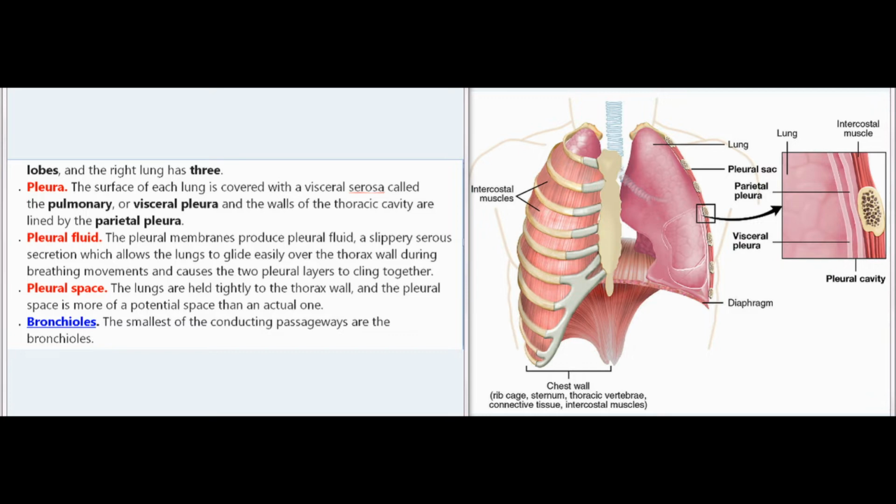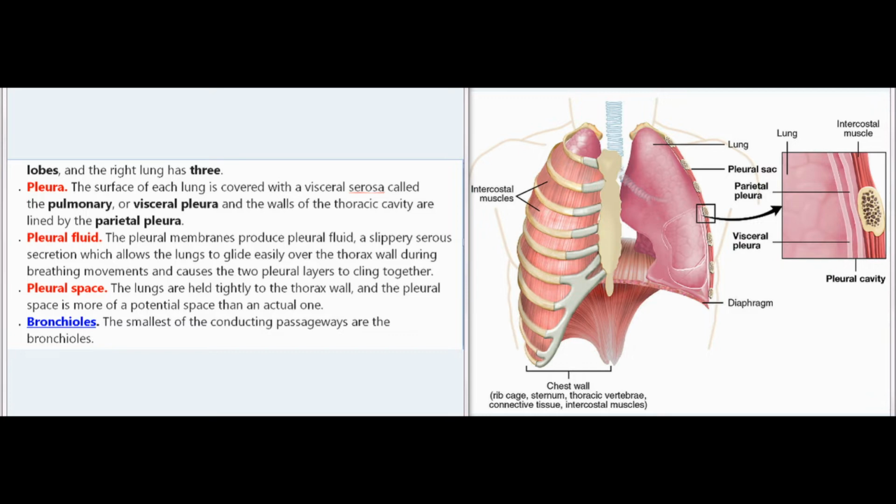Pleural fluid. The pleural membranes produce pleural fluid, a slippery serous secretion which allows the lungs to glide easily over the thorax wall during breathing movements and causes the 2 pleural layers to cling together. Pleural space. The lungs are held tightly to the thorax wall, and the pleural space is more of a potential space than an actual one.